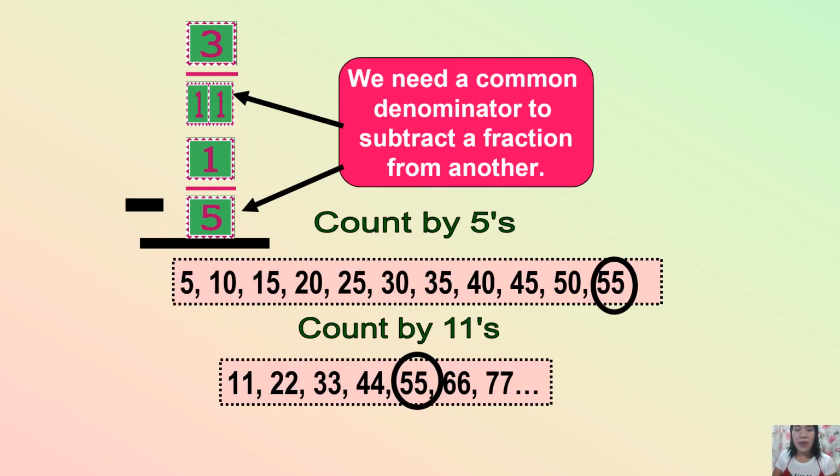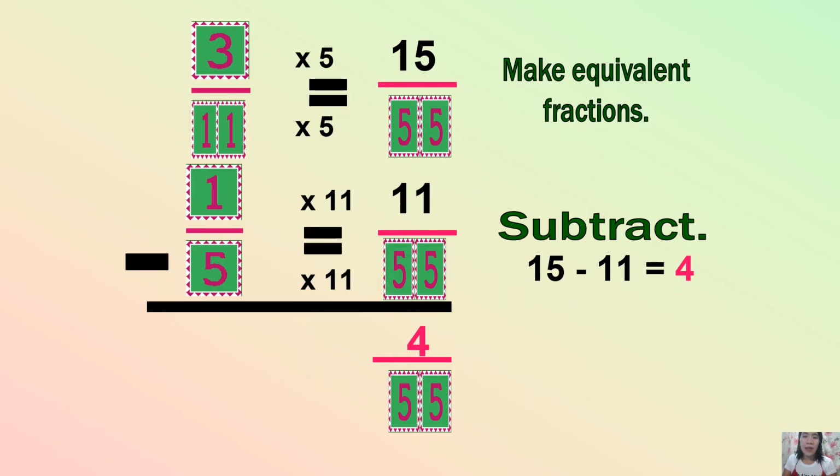Another example, this is subtraction. Actually, class, the procedure is still the same, only that after doing the procedure, instead of adding, you are going to subtract. So in our example, 3 over 11 minus 1/5, the least common denominator is 55. Because of that, we are going to proceed to the next step. Copy 55 as the denominator.